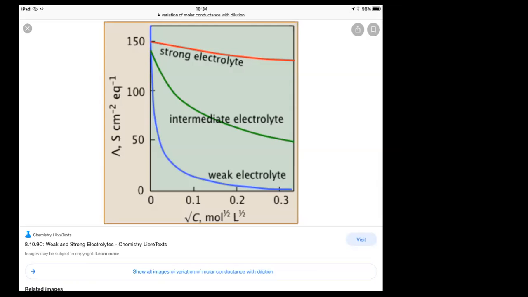Very often you are asked questions in fill in the blanks or in true and false, that upon dilution, specific conductance dash, equivalent conductance dash. So what will it be? Upon dilution, specific conductance decreases, but equivalent conductance increases in general for all the electrolytes. Okay, so this is all.